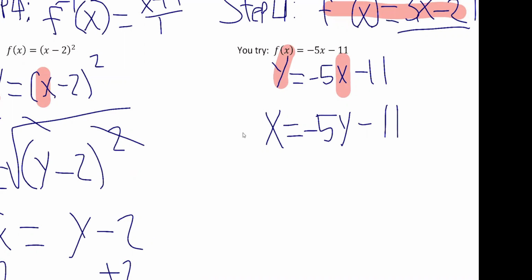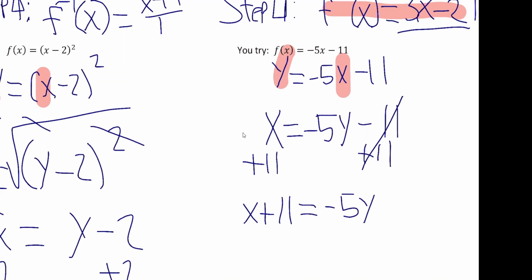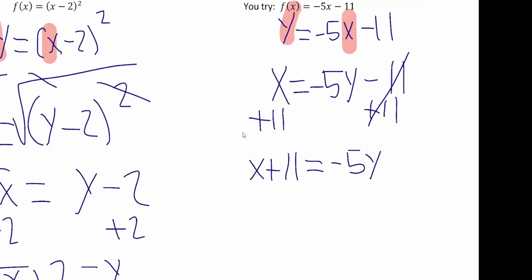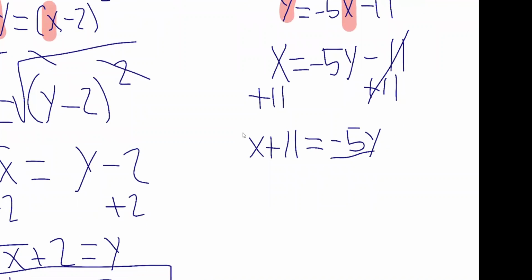So you swap your x and y. Step 3, you want to get the y by itself. So you're going to add the 11 over. Can't combine it, so that would just be x plus 11 equals negative 5y, because that would cancel out there. So then you got to divide the negative 5 over.